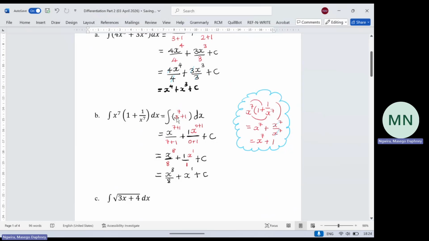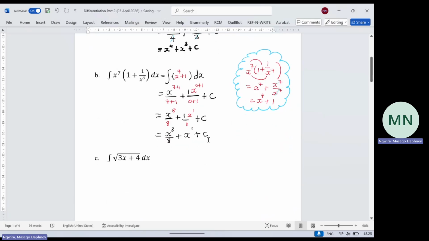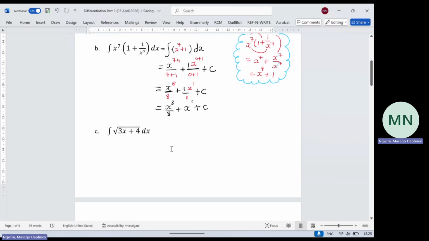Okay, so that's how we integrate. You can't integrate if you don't have your function in this form. It must be like x to the power of something. You can integrate it looking like this. And then now we move on to C. Okay, so now we have C.